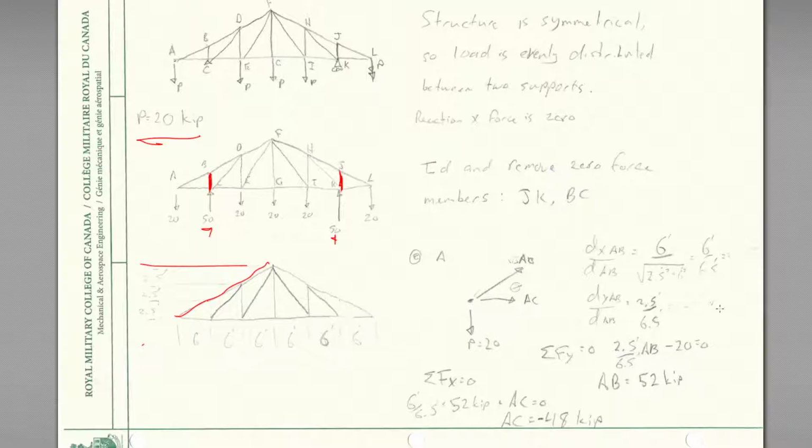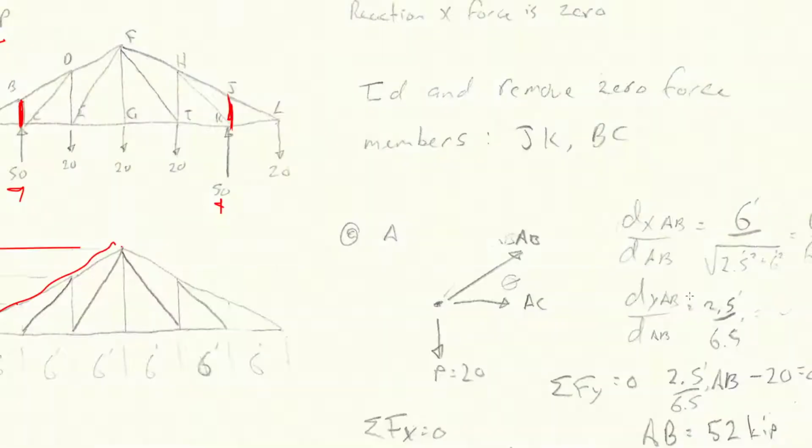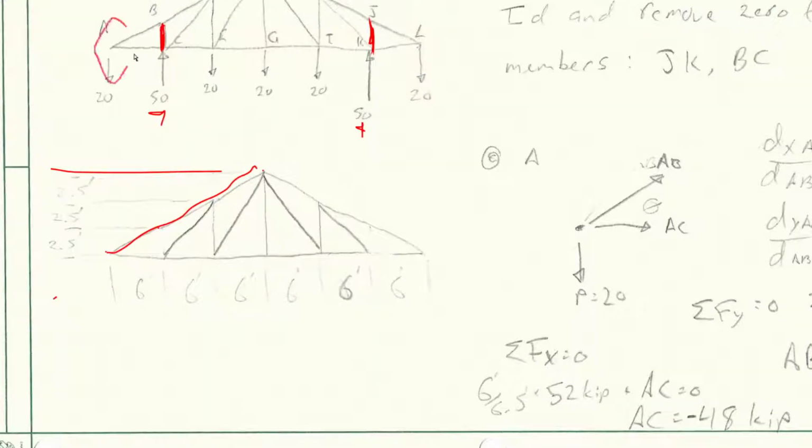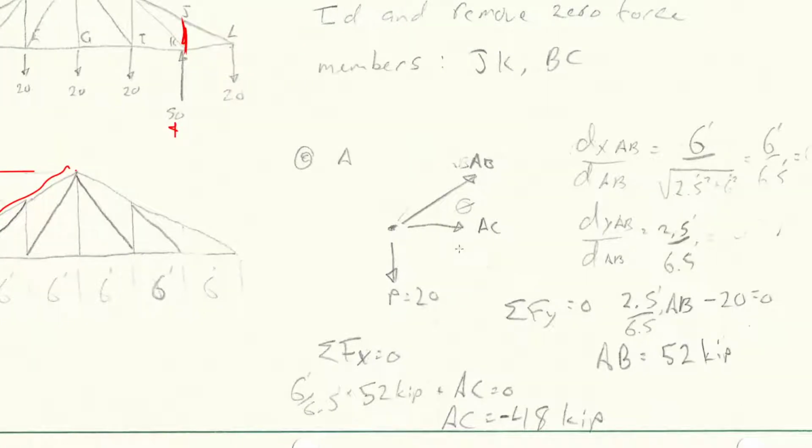So we can just do an analysis at one of the points. I'm going to start over this corner A here, just drawing a little free body diagram of the joint itself. We'll have 3 forces. We've got the force in member AC right here, the force in member AB, and we've got the 20 kip load.